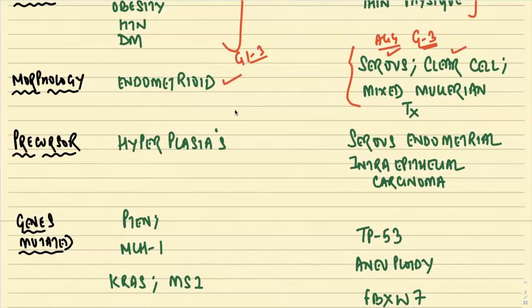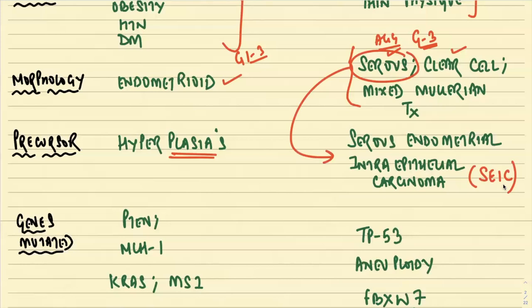So the precursor lesion, as I told you, clinically the type 1 tumors are under the setting of endometrial hyperplasia, whereas the precursor lesion of type 2 endometrial carcinoma, especially the one defined for the serous variety, is called serous endometrial intraepithelial carcinoma, that is SEIC.